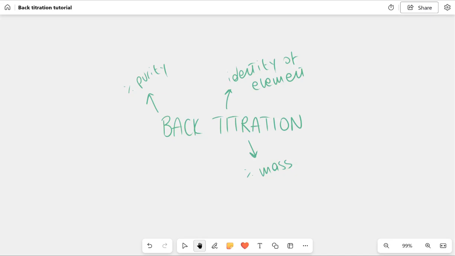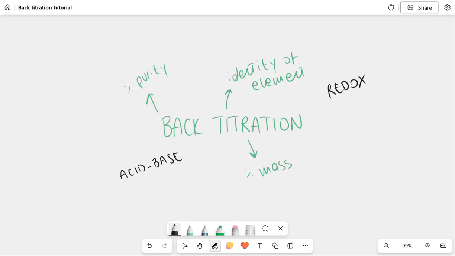Back titrations are a type of titration where, instead of directly measuring the concentration of an unknown compound, the concentration is measured by finding out the excess amount of the unknown concentration. This is often used for calculating the percentage purity, the identity of an element, or the percentage by mass. One of the most common types is acid and base back titration.